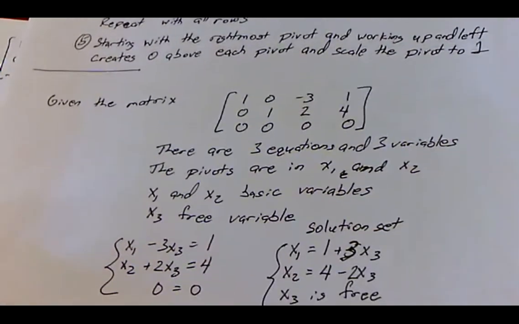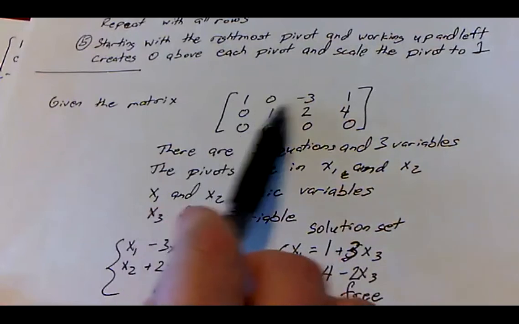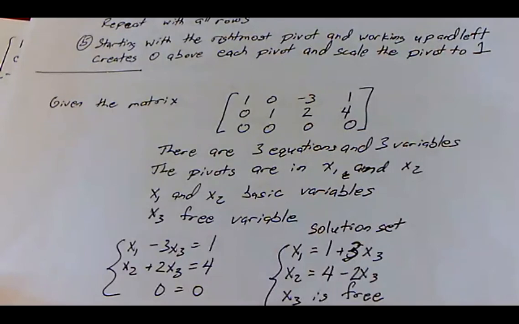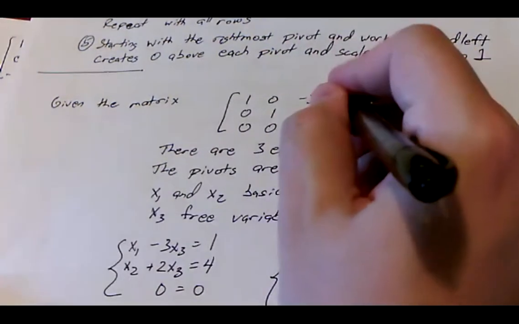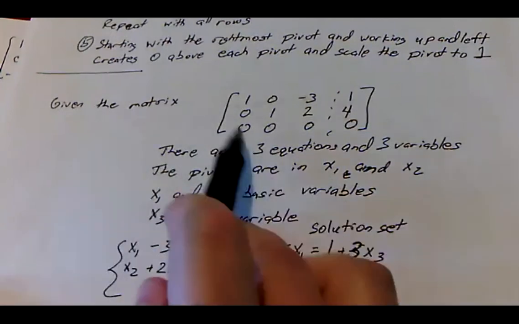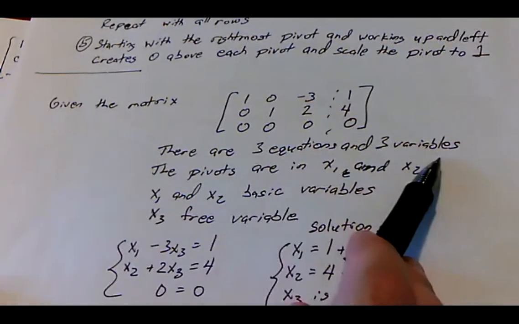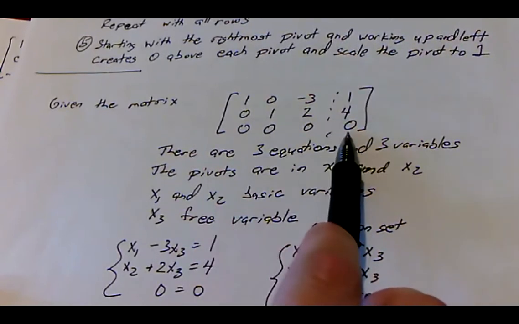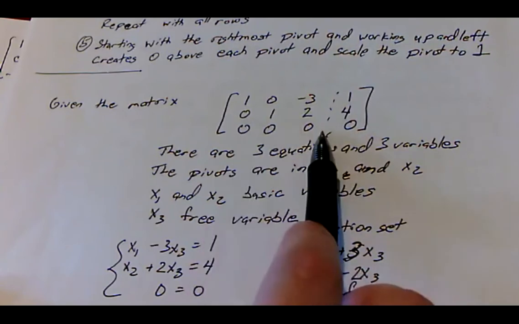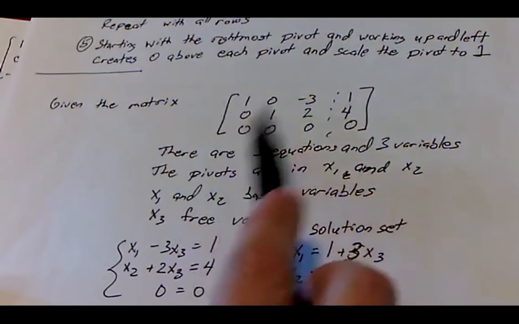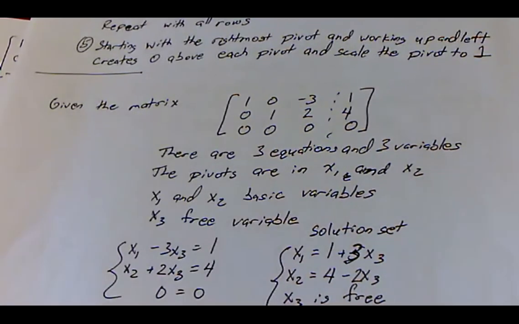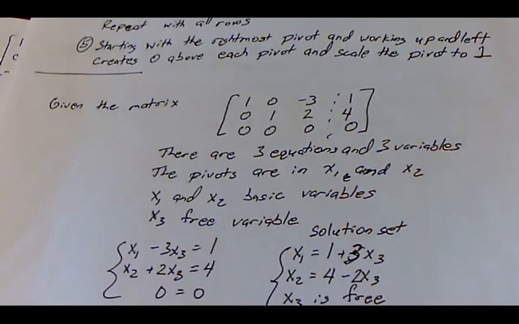As we look at this matrix here, 1, 0, -3, 1, 0, 1, 2, 4, with all zeros along the bottom row, it is already in reduced row echelon form. Remember we can think of this as augmented. So I would have x1, x2, x3. There are 3 equations, 3 rows, 3 variables, and then the augmented column. The pivots are in the x1 and x2 columns. That means x1 and x2 are your basic variables. Since the x3 column does not have a pivot, x3 is a free variable.